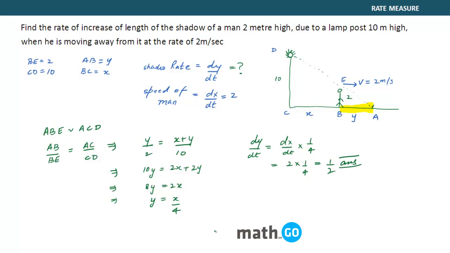So the shadow of the man is increasing at a rate of 1 by 2 meters per second. This is what was asked of you in this particular question. It is a very famous question, asked repeatedly in some form or other in competitive examinations, and I would say it is one of the easiest, because you don't have to do too much differentiation in this question. I hope this question is clear.